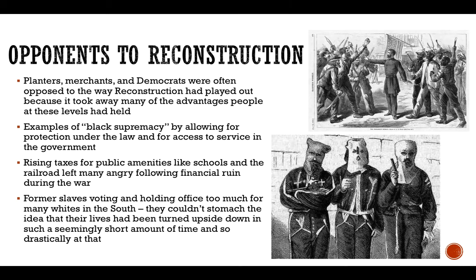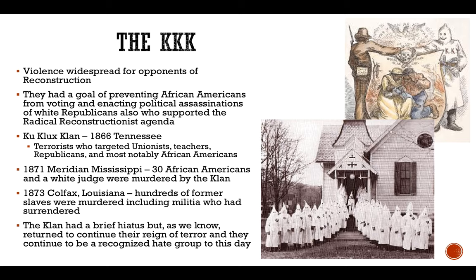So these were people who were opposed to the idea of Reconstruction on a grand scale and opposed to some very specific ideas throughout it. The KKK is one of the more famous groups that was opposed to Reconstruction, and they had the goal of preventing African Americans from voting, and they also had a goal of enacting political assassinations of white Republicans who supported the radical Reconstructionist agenda. So they were going after African Americans, most famously, but they were also going after the white politicians who were attempting to help them.